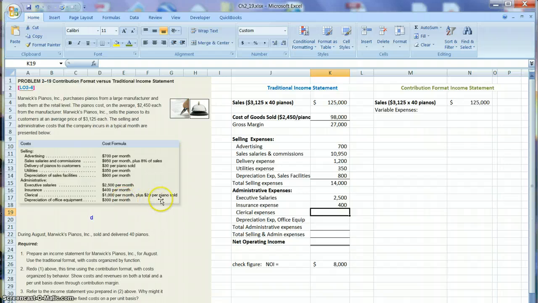Now, the clerical costs actually do have some fixed as well as variable portion. So like we did before, I want to do the calculation on the variable first. There's my $20 times my 40 pianos, so that would be 800, plus I want to add the $1,000. So hopefully it comes out to 1,800.